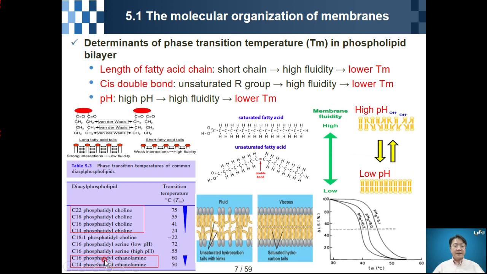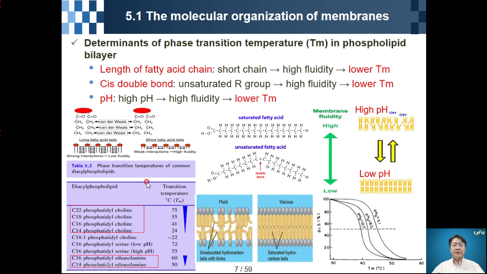This phosphatidylethanolamine is composed of 16 carbons, and this phosphatidylethanolamine is composed of 14 carbons. You will see that the transition temperature is 60, but the transition temperature for this one was 50. So it means that a short chain induces weak interactions, so high fluidity happens. Finally, they exhibit lower Tm.